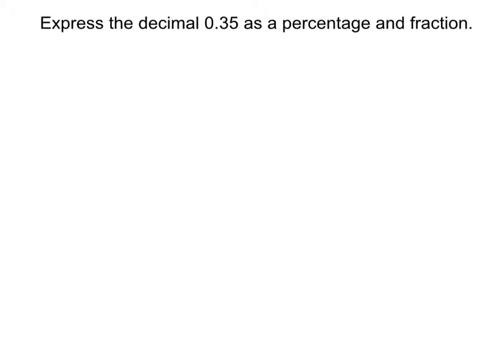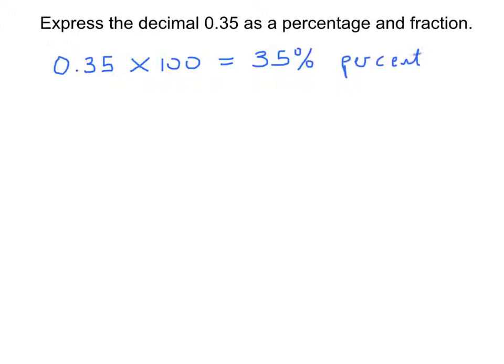So let's try this problem here. Express the decimal 0.35 as a percentage and a fraction. Okay, let's have a look at the first one. As a percentage, if you want to convert the decimal 0.35 to a percentage, remember all we had to do was multiply it by 100. So when we multiply it by 100, we get 35%. So that's the answer as a percentage.